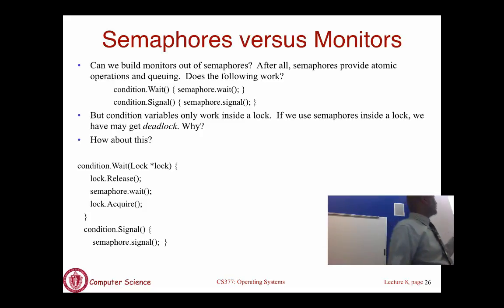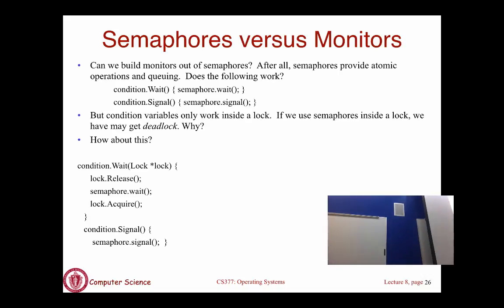Okay. So the answer, as I was hinting earlier, is they are actually not the same things. There's a certain difference between the two. They look similar, but they are not the same. If you actually do that, condition variable dot wait and signal, you will not get the same results. And the reason for this is the following. The semantics of semaphore wait depends on the value of the semaphore.